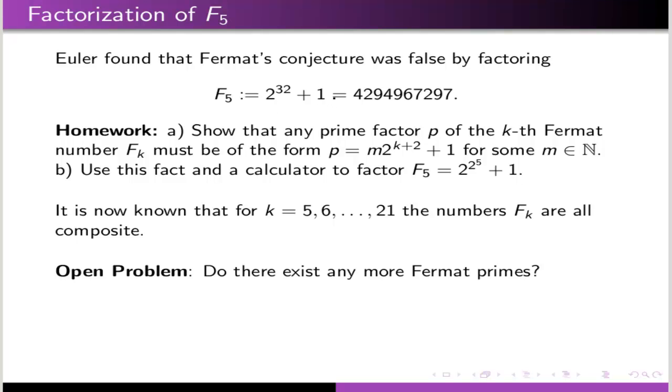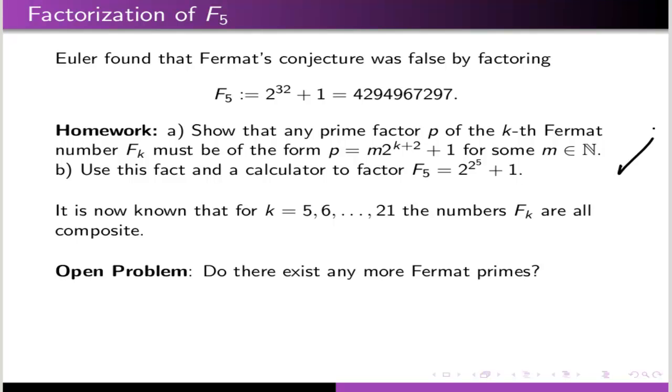And I'm going to let you do that as a homework problem because there is a theorem you can prove that describes the type of prime factors such a Fermat number can have. So any prime factor has to be one more than some multiple of 2 to the k plus 2 power. So knowing this description, you can, with a little trial and error, find some prime factors of F5. So I'll let you work that out.